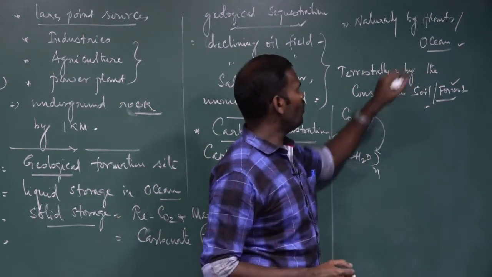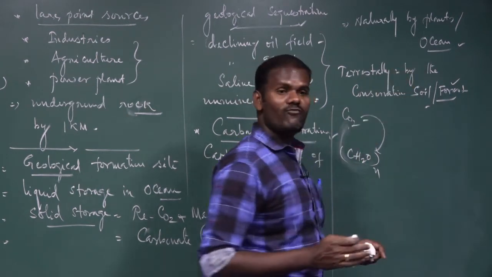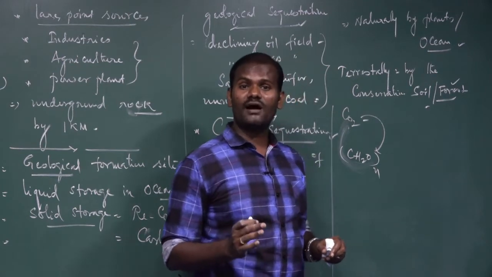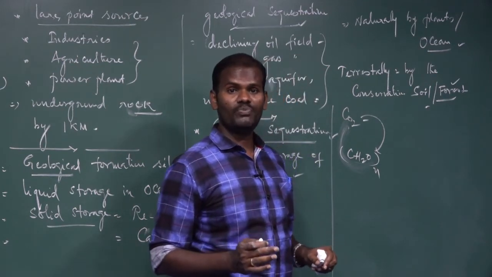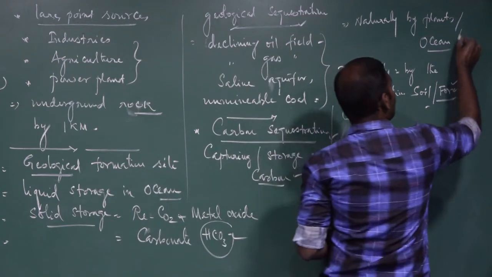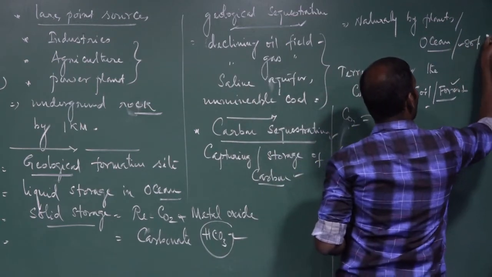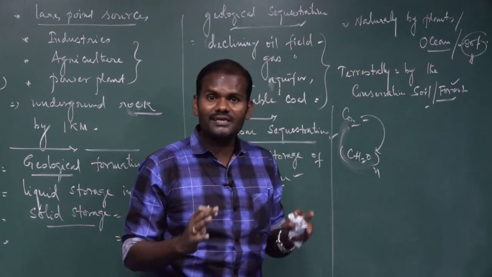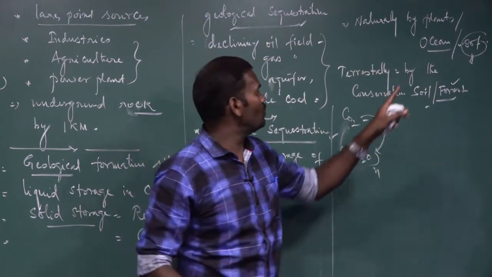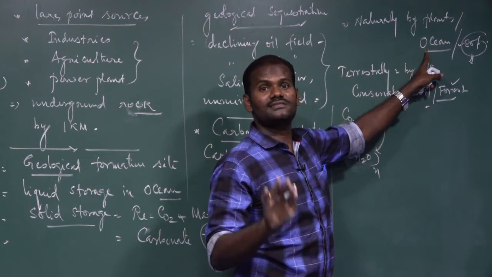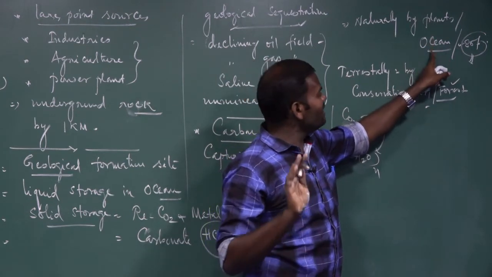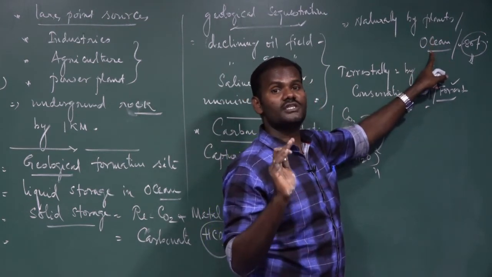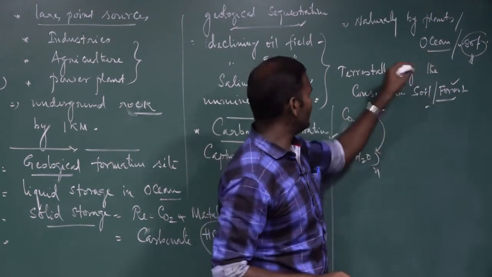Carbon dioxide. Naturally, in the ocean, a lot of phytoplankton, microscopic algae, are present. Nearly 80% of the photosynthetic producers are present in the oceans. So maximum carbon sequestration occurs in the oceans. So it occurs naturally. Nearly 80% of photosynthetic producers are present in the oceans naturally.